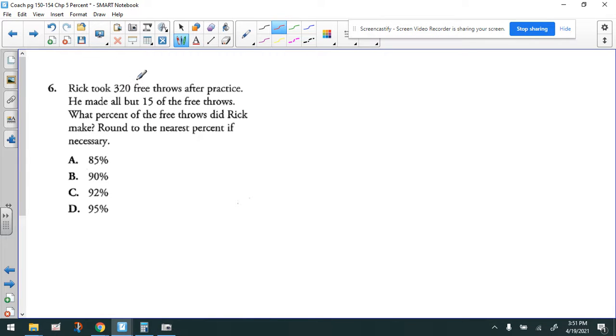Rick took 320 free throws after practice. He made all but 15 of the free throws. What percent of the free throws did Rick make? Round to the nearest percent if necessary.